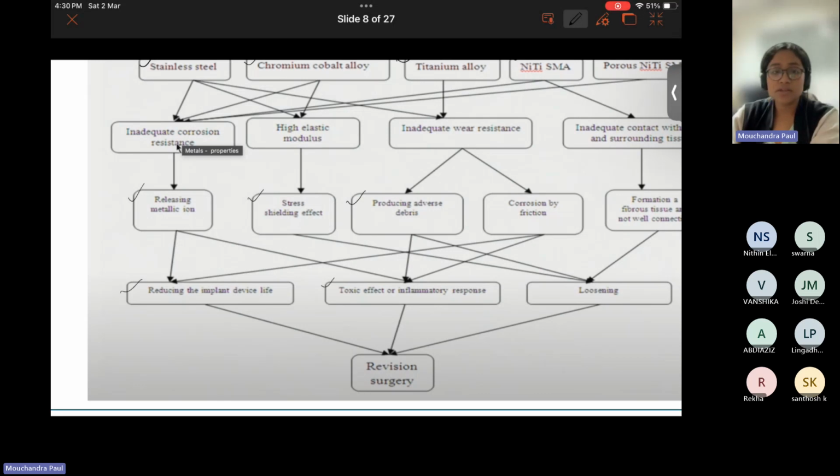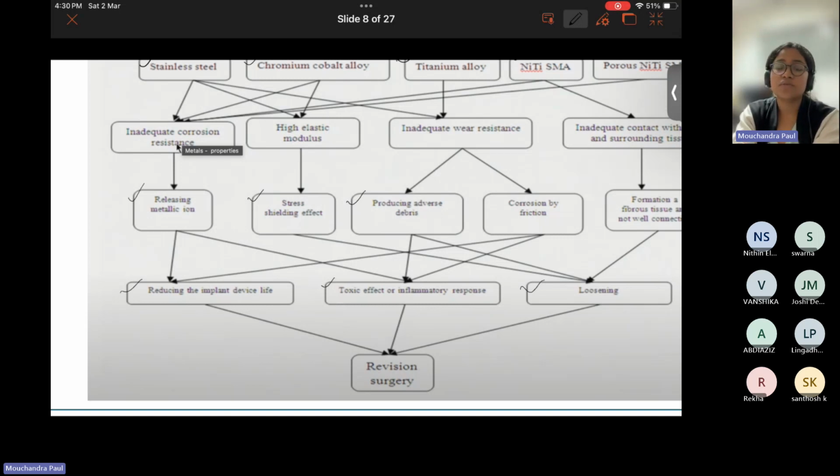The implant will cause cytotoxic effects or toxicity inside the body, and over a period of time we can also see that the contact between the bone and the implant has become loosened, so the implant can come out.